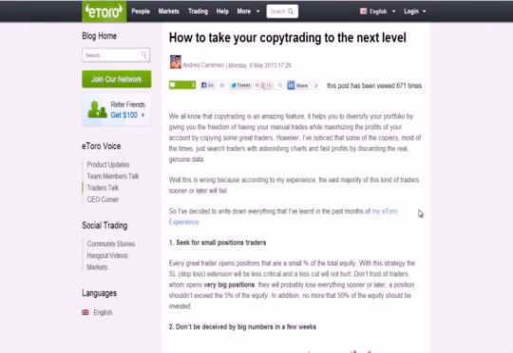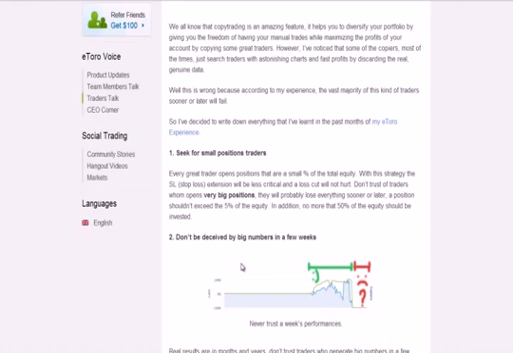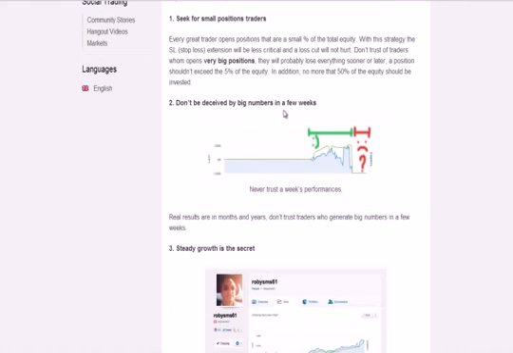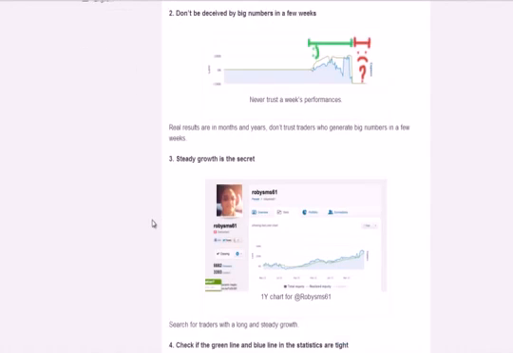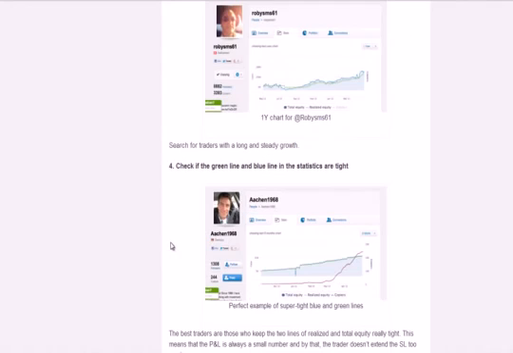Before we conclude, I wanted to give you a few copying tips on how to take your copy trading to the next level. Number 1, seek small positions traders. A position shouldn't exceed 5% equity. In addition, no more than 50% of the equity should be invested at any given moment. Don't be deceived by big numbers in few weeks. Real results are in months and years. Steady growth is the secret. Search for traders with a long and steady growth.